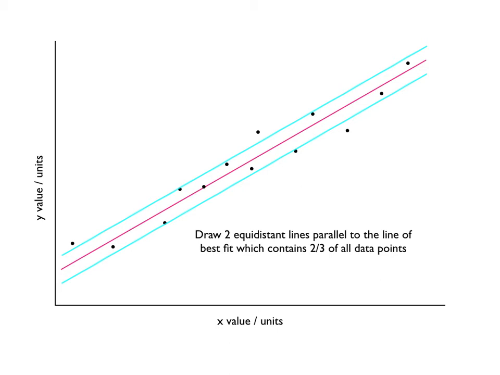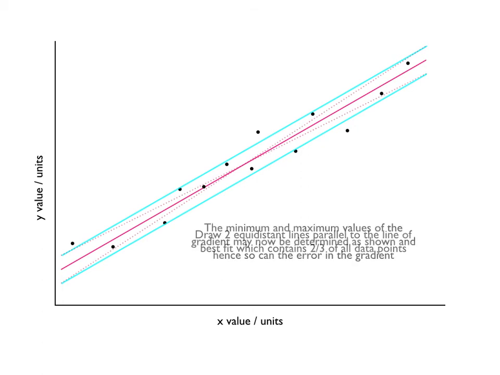And between the highest and lowest value, I can then draw two new gradients based on those new lines. So I can get a steeper gradient and a more shallow gradient. And this now gives me my error in the gradient.